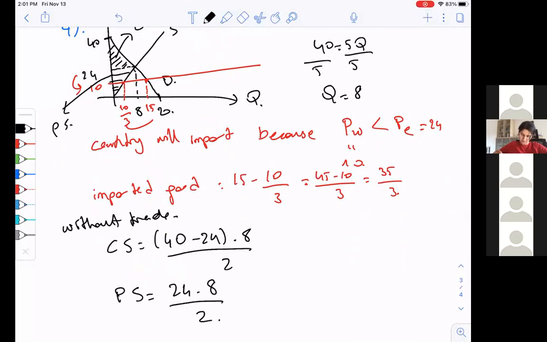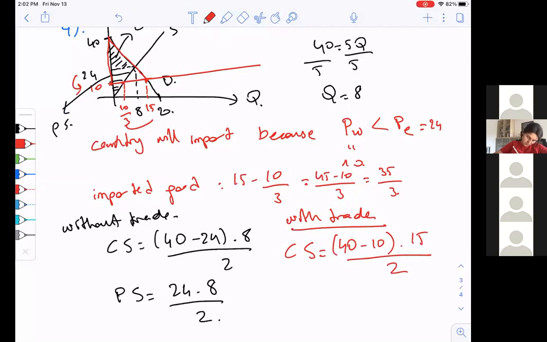Now what happens with trade? Let's write it with red. With trade, the number of people who are able to buy is enlarged. This red triangle is now the area of the consumer surplus. Consumer surplus will be what? 40 minus 10 times 15 over 2. So this is gain from trade.